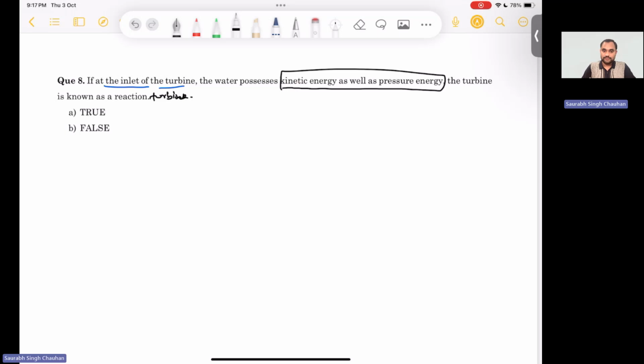This means that there is some pressure energy, and that pressure energy will be converted into mechanical work in the turbine blade, in the rotating blades. So there will be some enthalpy change in the rotor. So definitely this is not an impulse turbine, right? Because in an impulse turbine there is no enthalpy change in the rotor blades. So this turbine should be a reaction turbine. It is saying reaction turbine, so yes, it is a true statement.